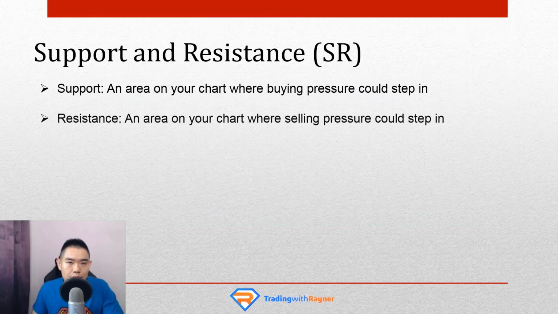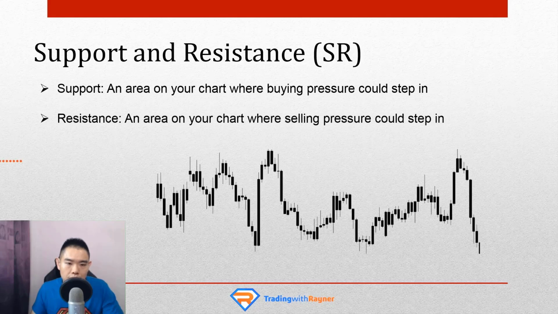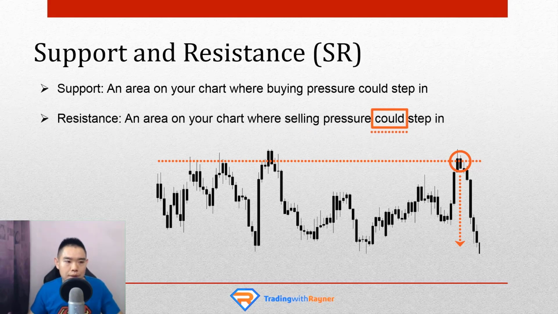So next, resistance. This is an area on your chart where selling pressure could step in. So again, this is an area of resistance, over here where the price came up, then came down lower. Went up, came down lower. Went up, and what happens? Came down lower. So again, anything can happen in markets. It can go up, it can break out of resistance, or it can face selling pressure at resistance and then reverse down lower once again. So this is why the word is could step in.